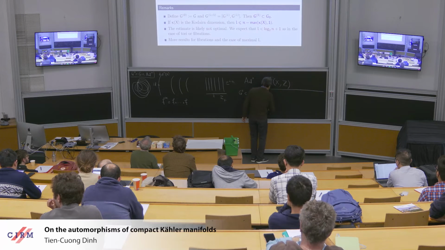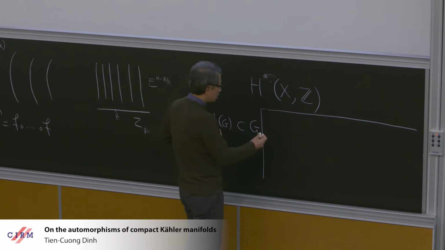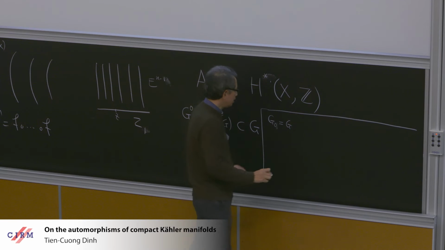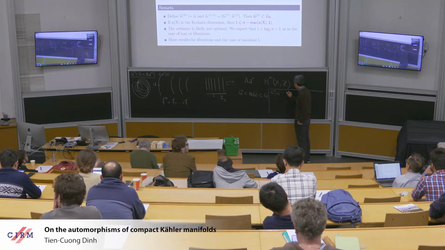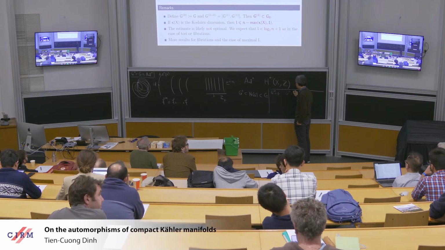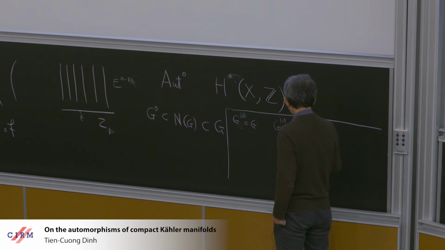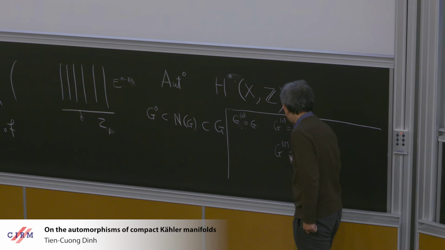So the question is still open, but we have some approach for this. If you define the central sequence from G, so you define G0 equal to G. And then you define G1 equal to the commutator of G0 and G. And you repeat it. So for example, G2 is the commutator of G1 and G, and so on.